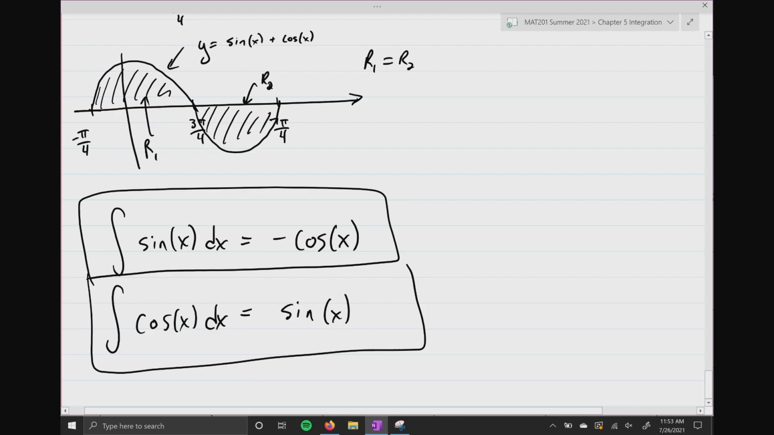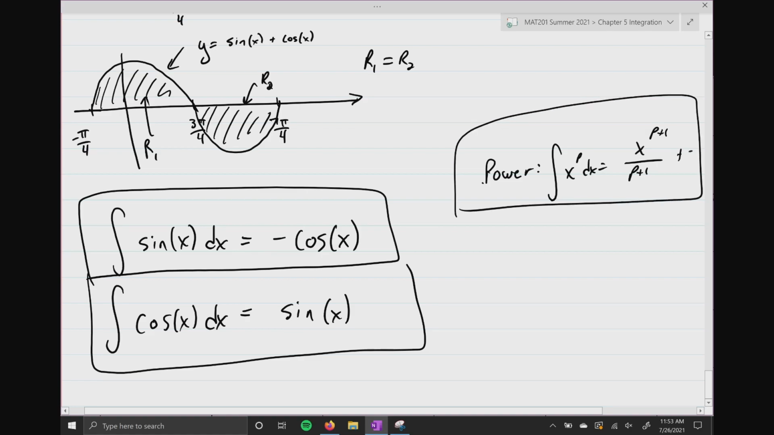We have the power rule. Don't forget that power rule. The integral of x to the p dx equals x to the p plus 1 over p plus 1. All right. And if you wanted to, you could put that plus c here. I mean, technically you should. But I'm just summarizing rules right now. So we got the power rule, and now you got two integrals, sine x dx and cosine x. All right. So let's go ahead and figure out this problem.